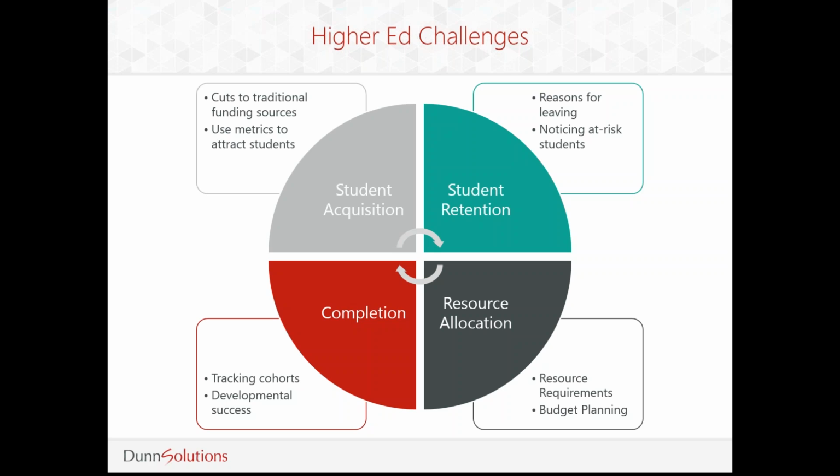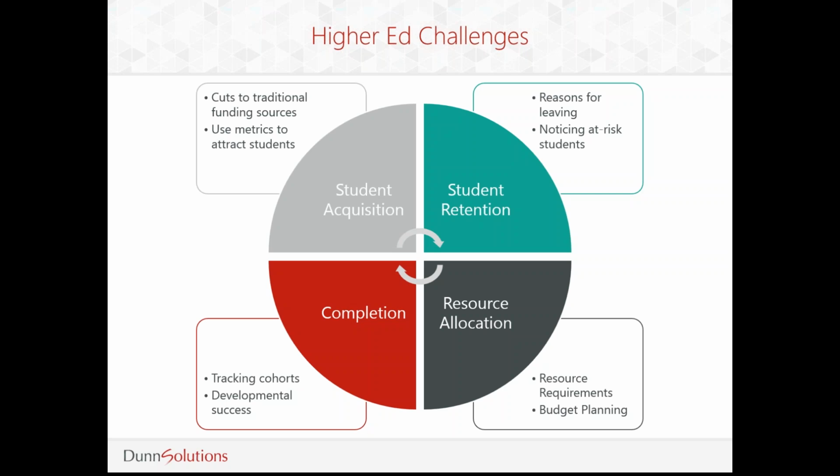It's also important to track resource allocation, and what that means is making sure that you are not spending money on resources that are not required. Do you have too many classrooms? Do you have too many faculty and staff? It's important to be able to measure classroom capacities and student to faculty ratios.